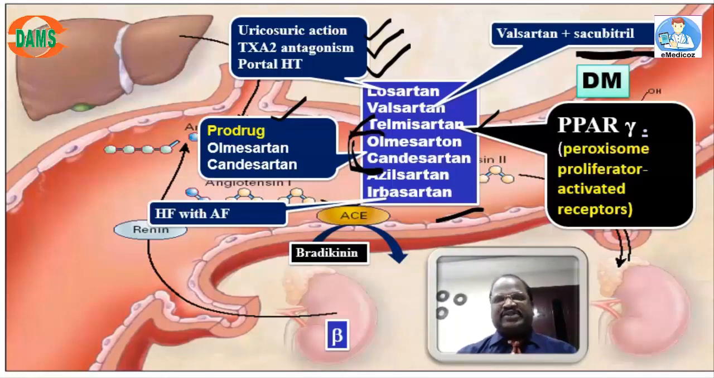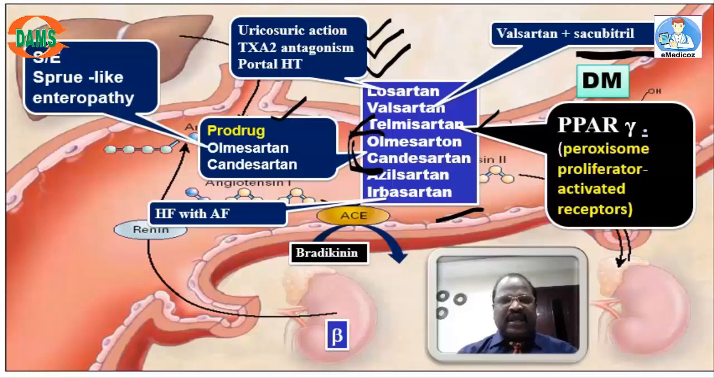That's the property-based questions on ARBs. Last one point. All the ARBs, similar to ACE inhibitors, are contraindicated in pregnancy, bilateral renal stenosis, and in hyperkalemia. Extra information, olmesartan may cause the side effect of sprue-like enteropathy resulting in GI toxicity. So the ARB causing sprue-like enteropathy, think of olmesartan. That finishes some important special information regarding angiotensin receptor blockers.